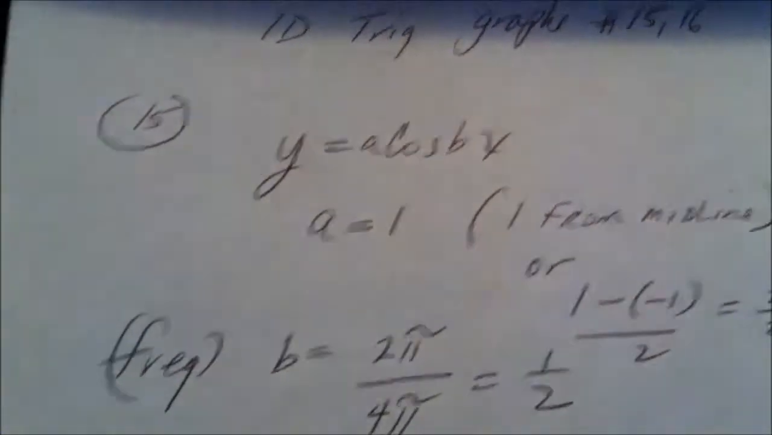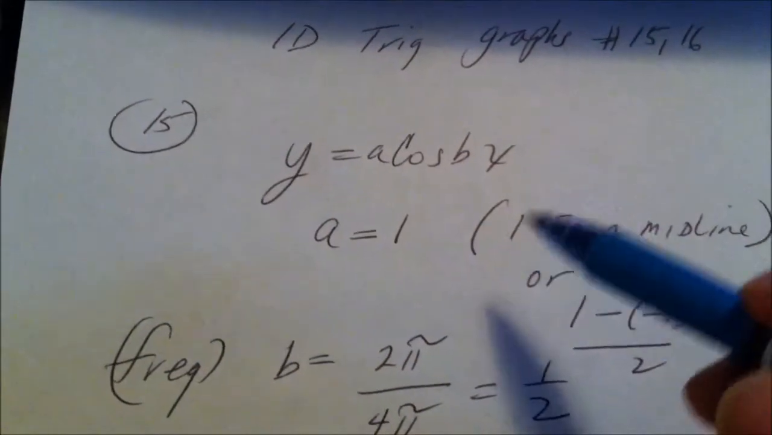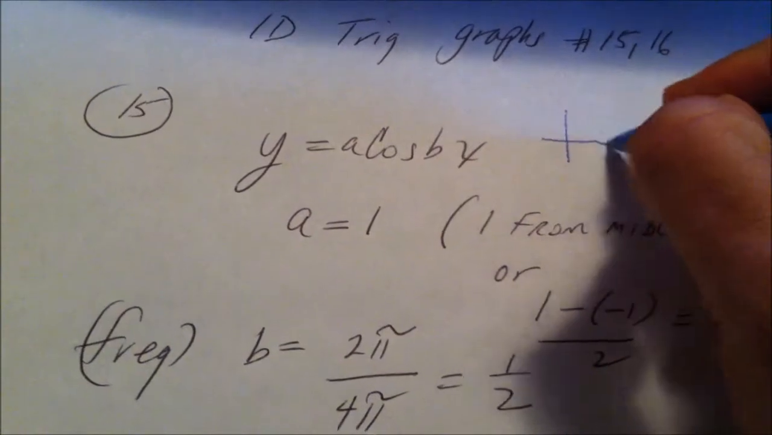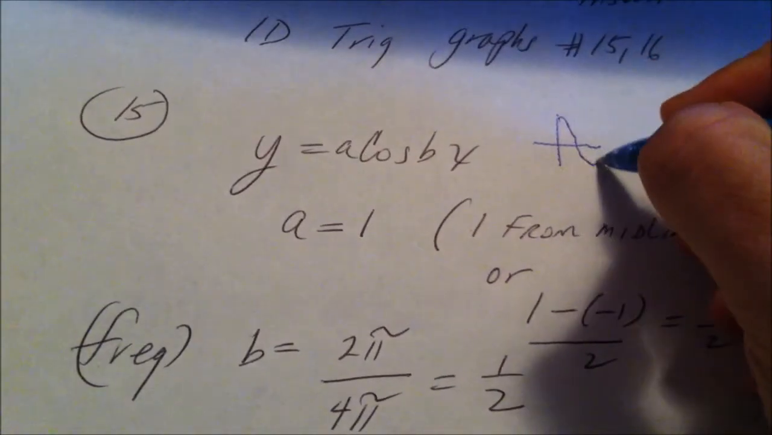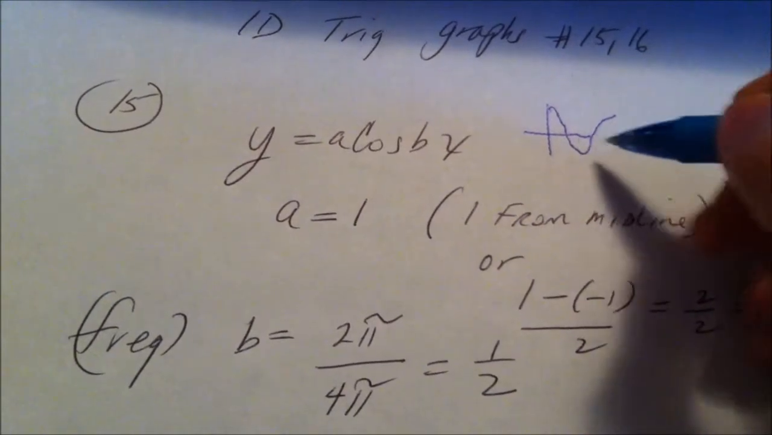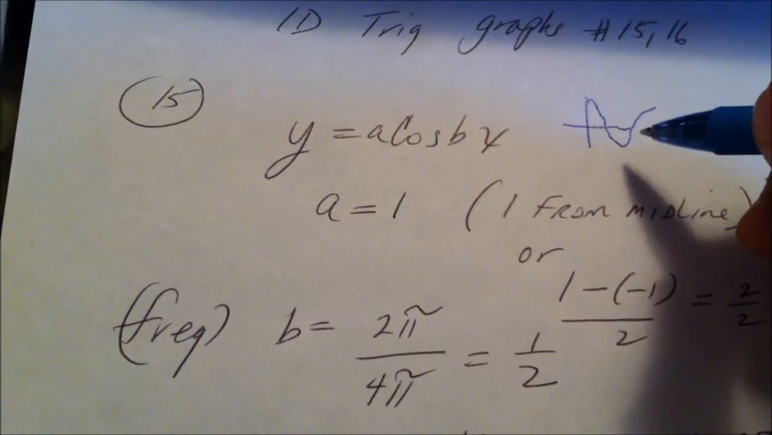Number 15 and 16 were all about identifying trig graphs. Both of them have cosine curves, because you have that cosine curve looking shape that looks like a canyon. Again, a sine and a cosine curve are the same thing. There's just a 90-degree phase shift, a horizontal shift. So this is indeed a cosine curve.